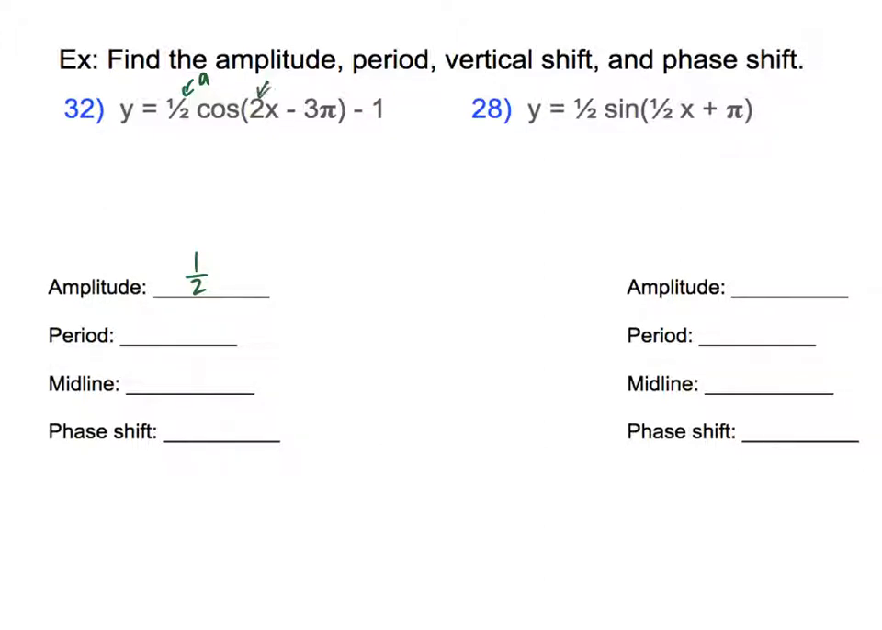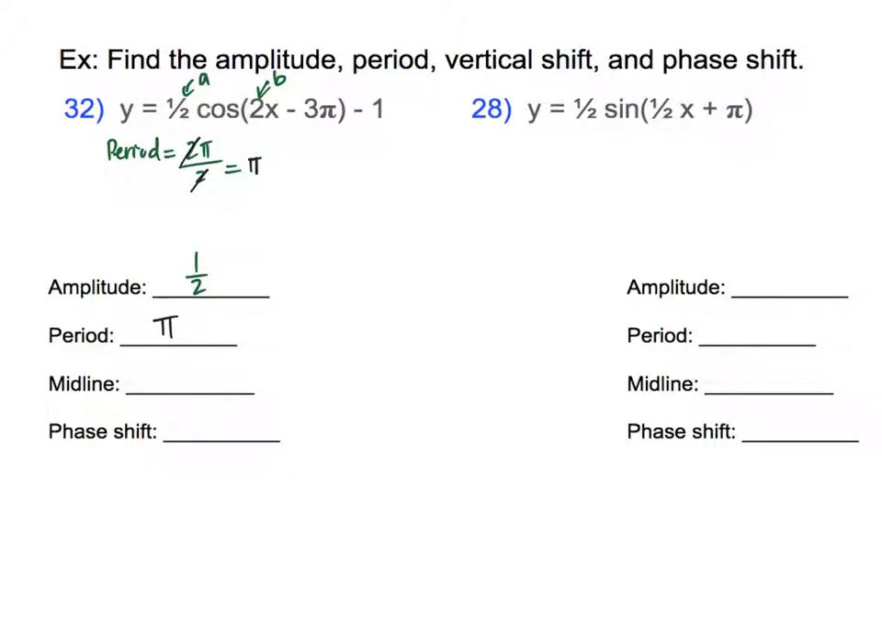For the period here, it looks like our b is 2. So if I calculate the period, it's 2 pi over 2, which we calculated before, which is pi. So my period here is pi. That means the full cycle is completed within a pi length.